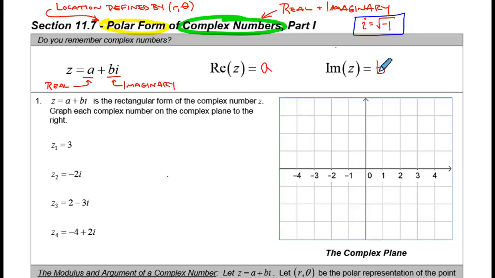So these things as written are written like functions. The real function takes the complex number z and returns the real component a. The imaginary function takes an input of the complex number z and returns the imaginary component b, or just the coefficient on the imaginary part of the complex number. So that's just a quick review of complex numbers and what we've learned so far. Let's move into an example now.